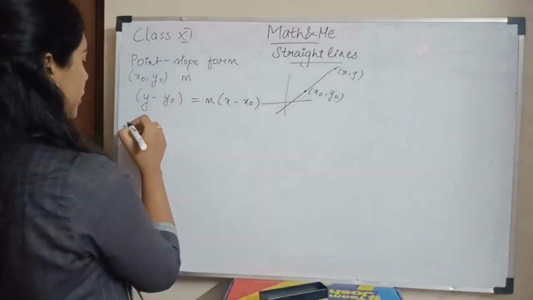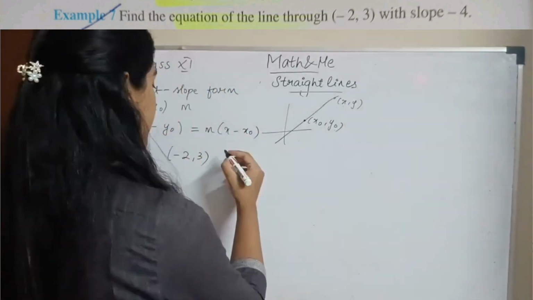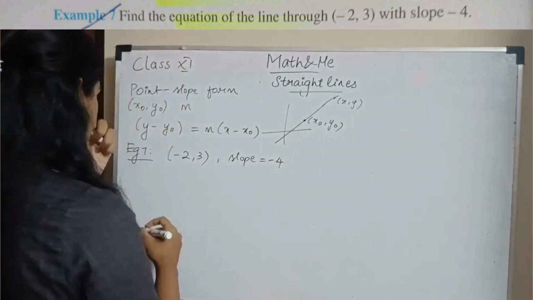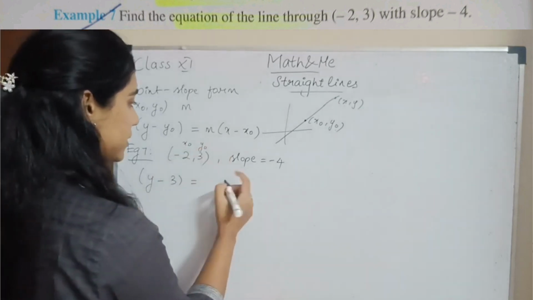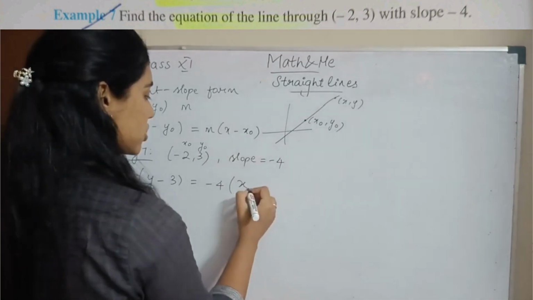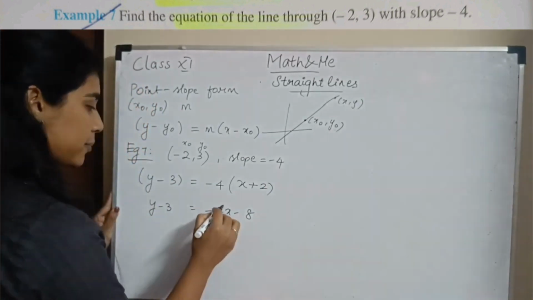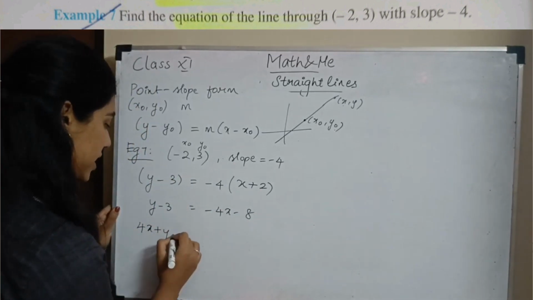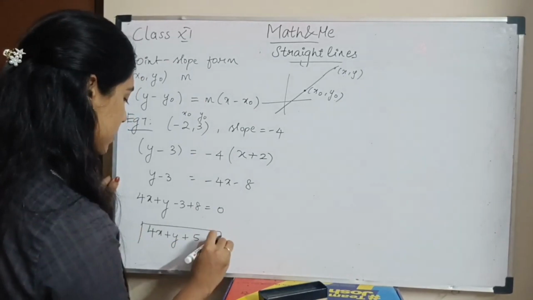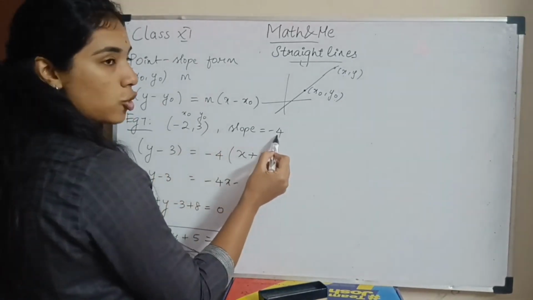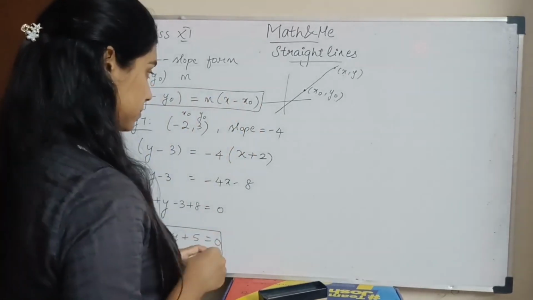Okay. So using the point slope form, we have example 7. It is given that find the equation of the line passing through minus 2 comma 3 and the slope is minus 4. So what do you have? y minus y0, so this is your x0 and this is your y0, y minus y0 equals m times, what is your slope, minus 4 times x minus x0. So minus of minus 2 is plus 2. So what do you have? y minus 3 equals minus 4x minus 8. I'm going to bring everything to one side. So I have 4x plus y minus 3 plus 8 equals 0. 4x plus y plus 5 equals 0. So this is the required equation. So when you have one single point and the slope of a line, you use this particular equation to find the equation of the given line. Okay. So this was point slope form.